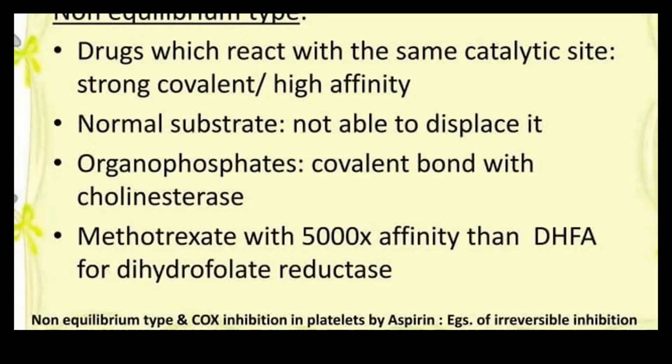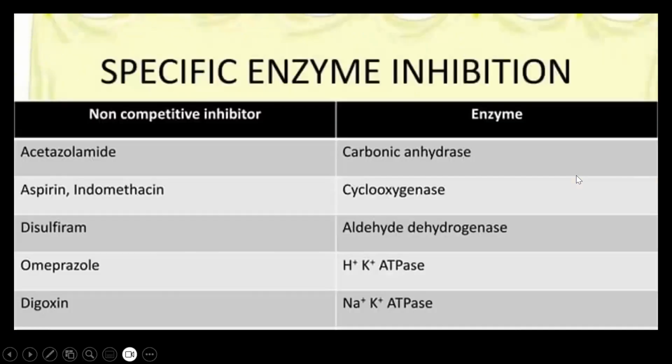Okay. So in the enzyme inhibition process, there is the competitive type, and under the competitive type there are two types, that is the equilibrium and another is the non-equilibrium. Now I'm coming to the non-competitive type.